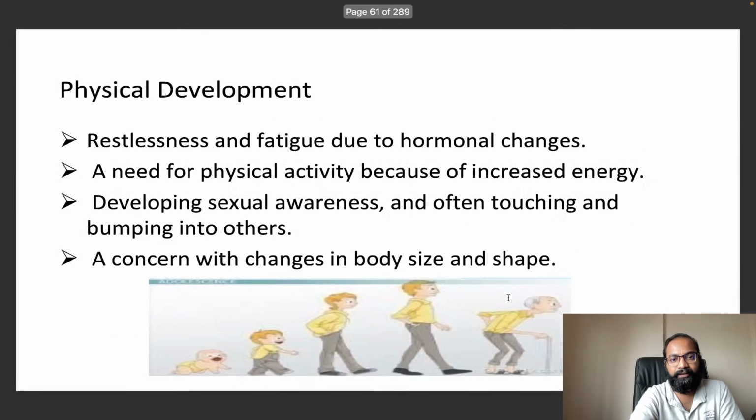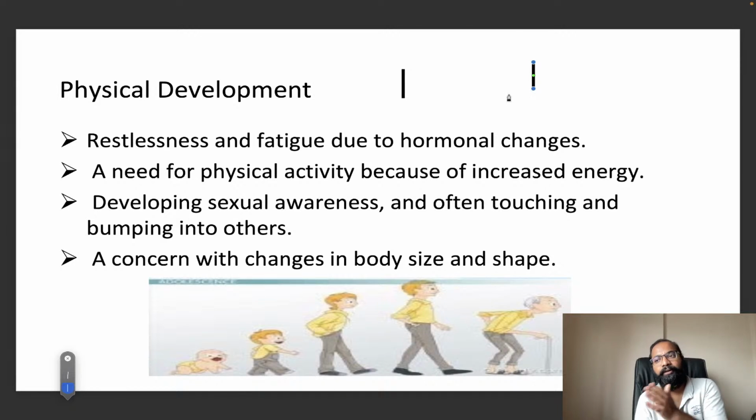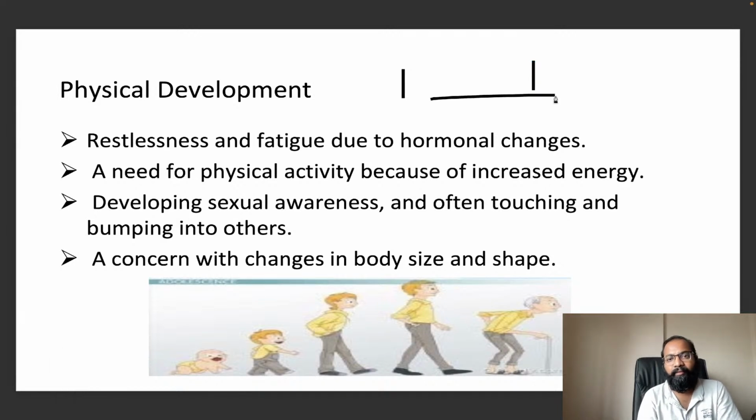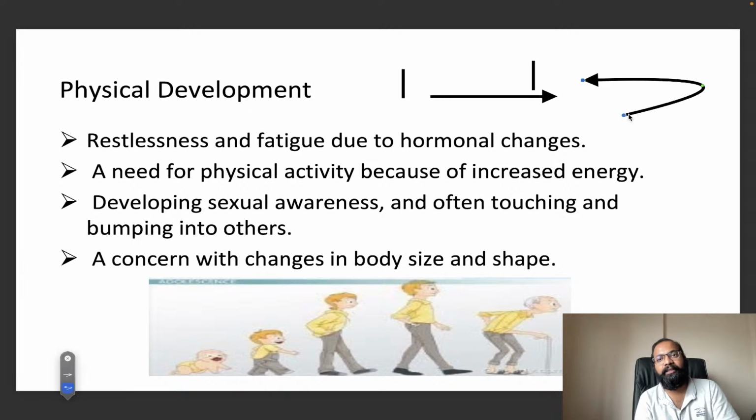And coming to the next slide, physical development in adolescence. If you see, the physical growth as well as the mental maturity growth mostly happens in the adolescence age, that is between 10 to 19. And whatever physical growth is happening here, whatever moralities they learn here, that will be mostly sustained for the rest of life, right?